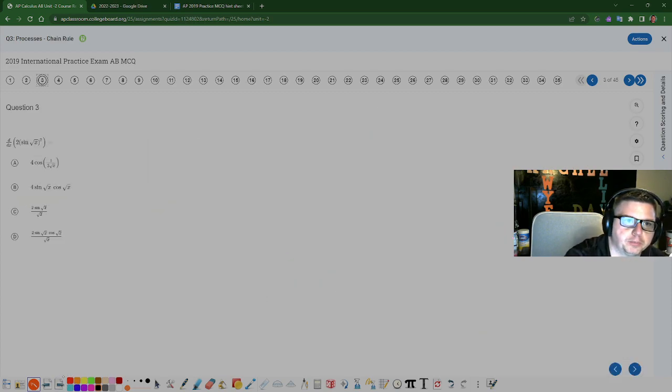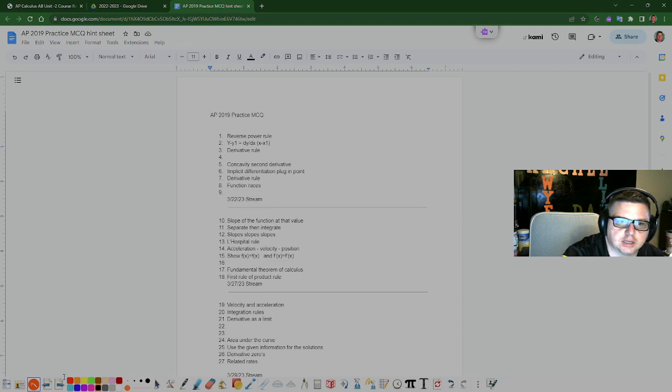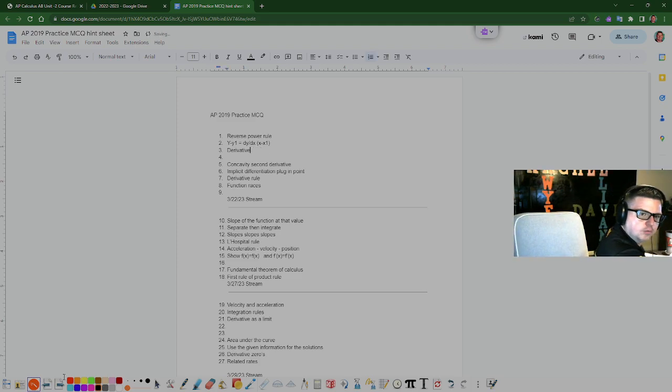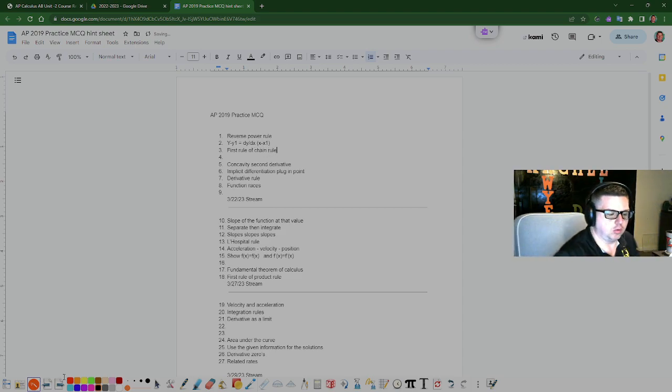Number 3. Remember, pause again. They want the derivative of this function. Then unpause, go to this. It says derivative rule. We're going to change that. Rule of chain rule.